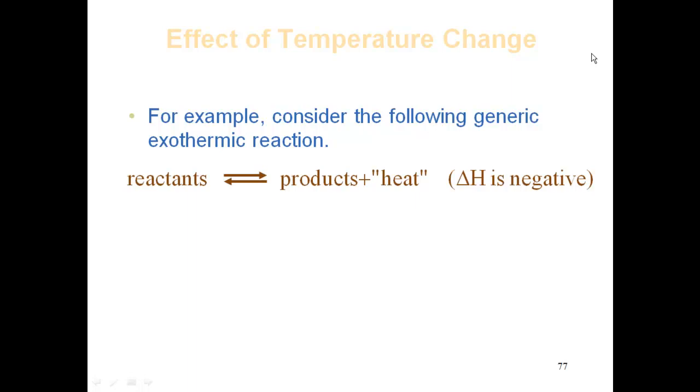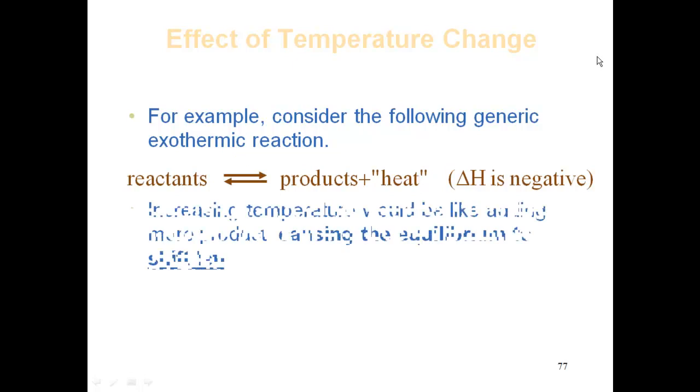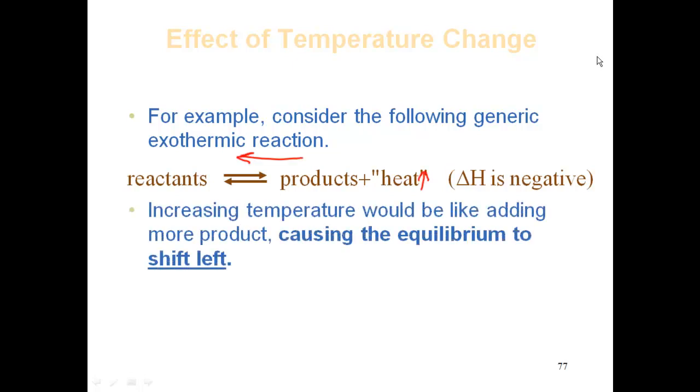Now, if I increase the temperature in this reaction, I'm not at equilibrium anymore. I'm going to have to shift one way to relieve that stress. So it's going to want to consume that heat and produce more reactants. So it's going to shift to the left. It will shift to the left if it's an exothermic reaction. So an increase in temperature is like adding more products, causing equilibrium to shift to the left.